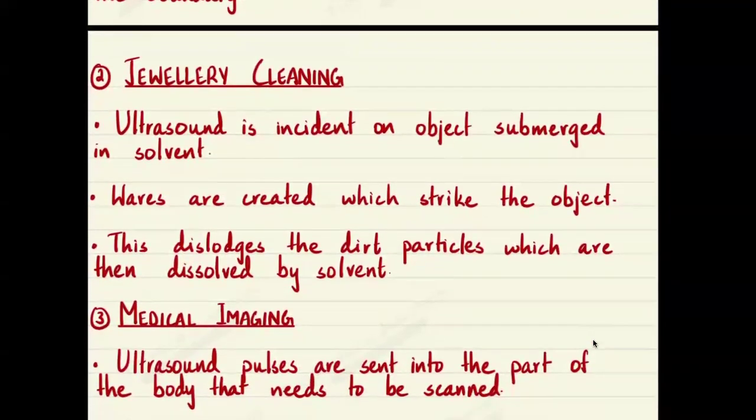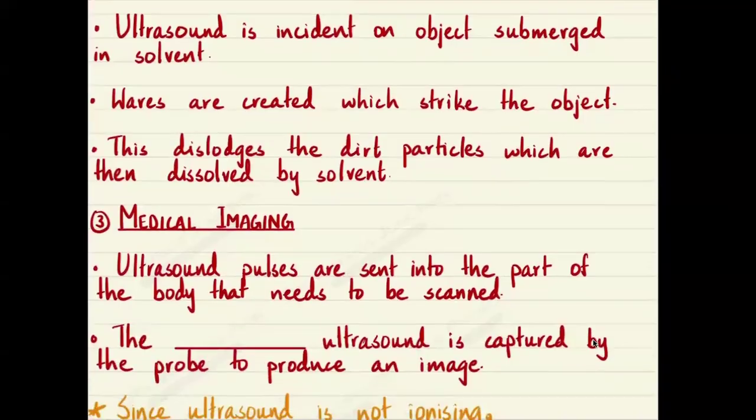Application number 2 is called jewelry cleaning. With jewelry cleaning, you have a sort of appliance, and in that appliance you place your object to be cleaned. It could be glasses, could be jewelry, and that's immersed in some solvent. What happens is that when the appliance is turned on, waves are created, these strike the object, and on the objects you have some dirt particles which are basically stuck in place. Those are then dislodged by the wave, and the solvent dissolves and carries those away. So that's how cleaning is achieved.